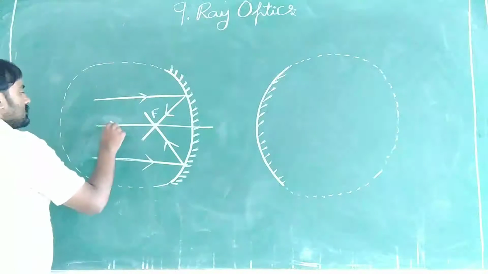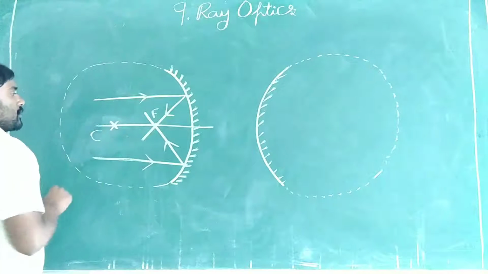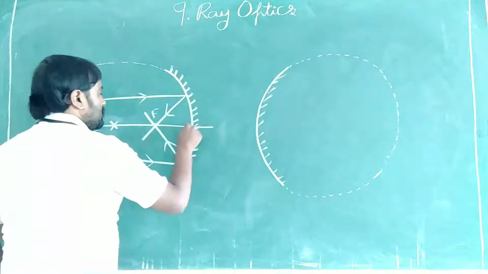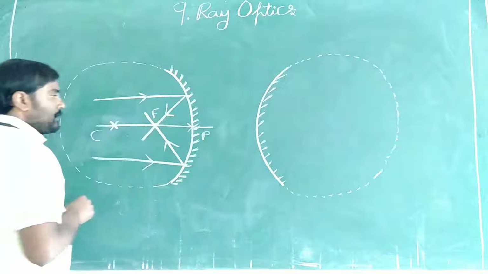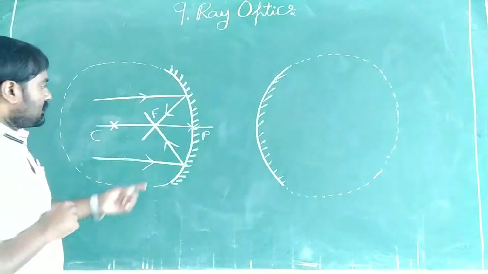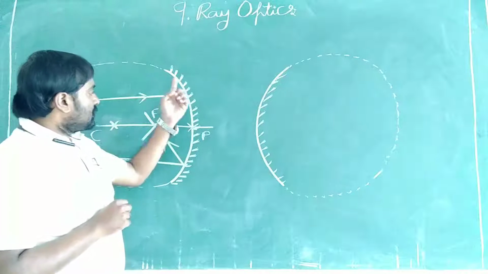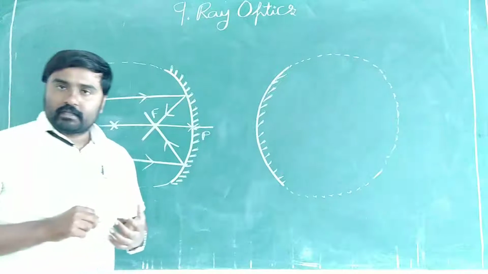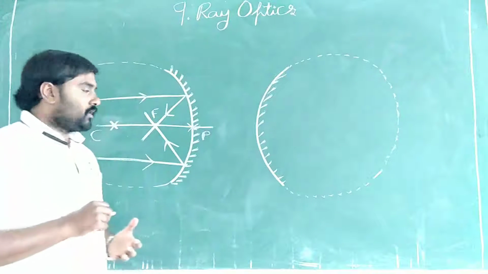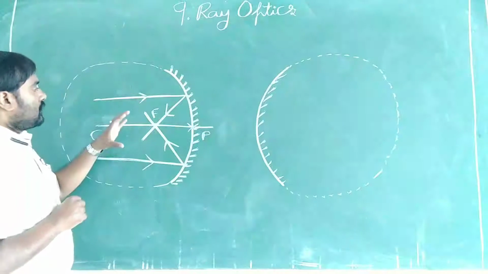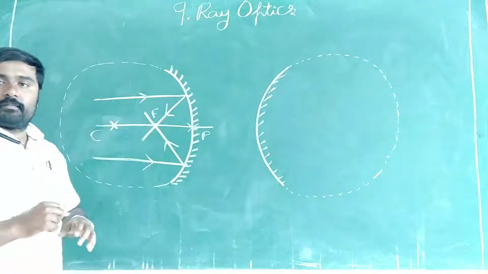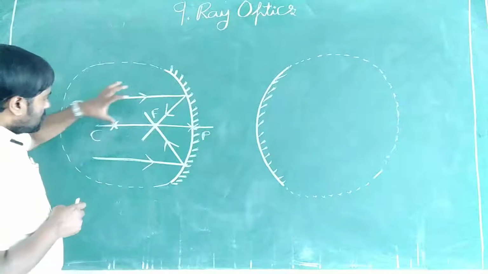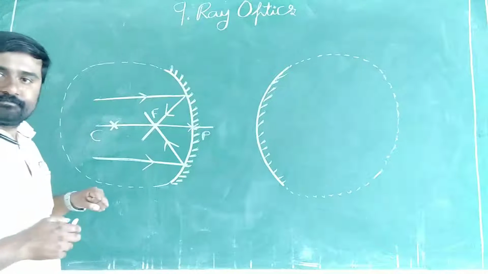Okay, so what is this? The center of curvature. And this one is the pole. What is the meaning of pole? Pole means the center of the reflecting spherical surface is called the pole. Okay, so this is the converging mirror because it converges the parallel beam of light.